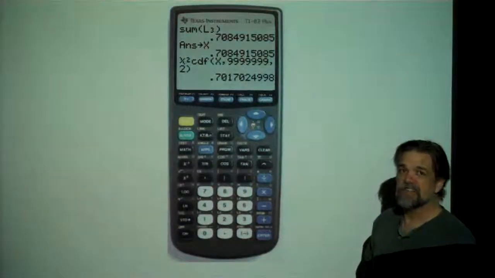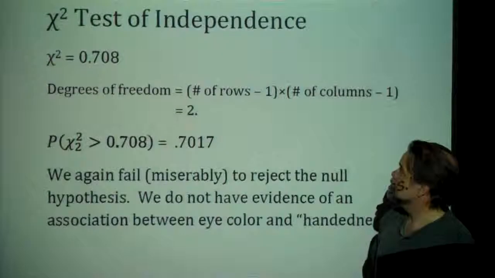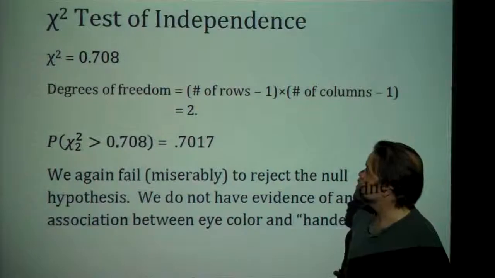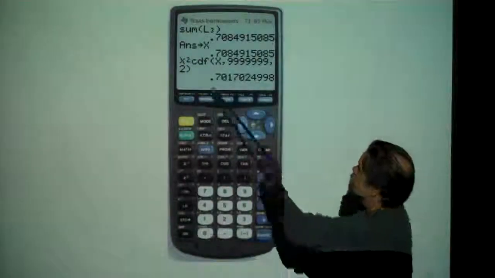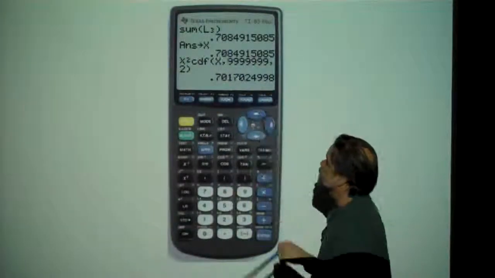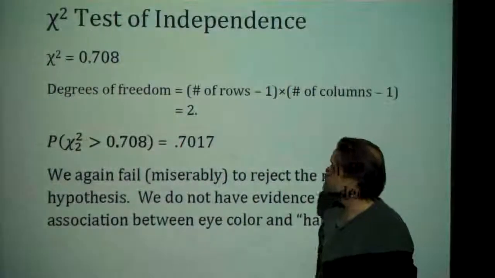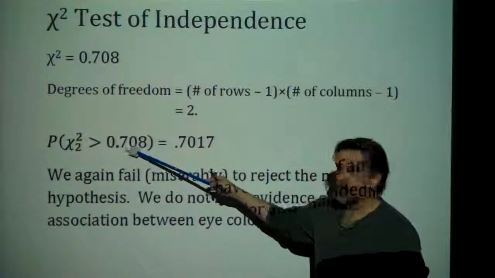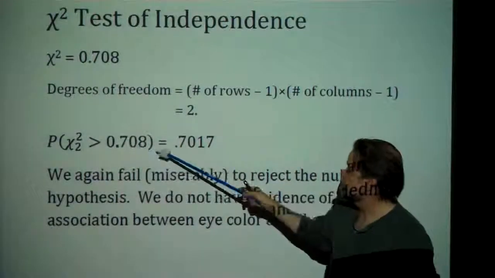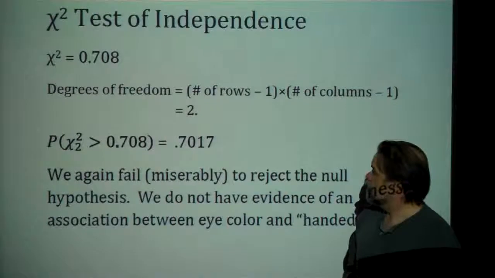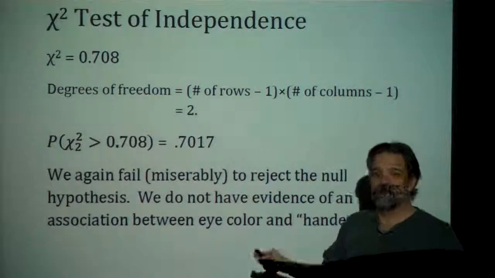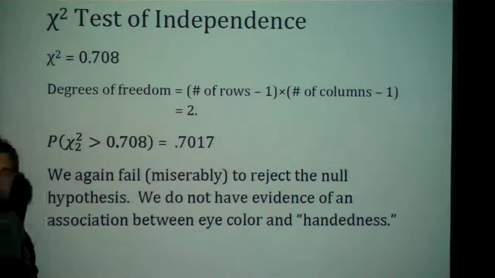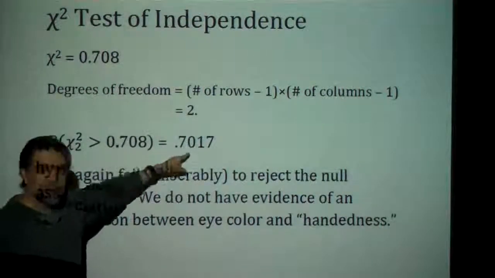So again, that's a huge p-value. There's my chi-squared statistic, 0.708. Again, that chi-squared statistic was the sum of that column. And the degrees of freedom was 2. The probability that I would get a test statistic this large is 70%. So again, we fail miserably to reject the null hypothesis. I don't care what your alpha is, it's not that big.